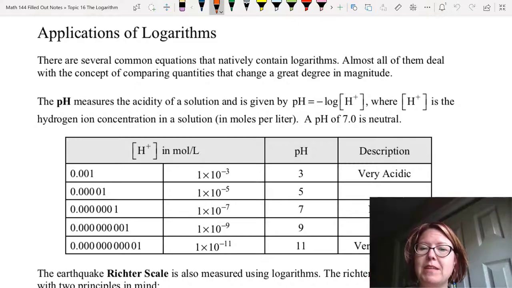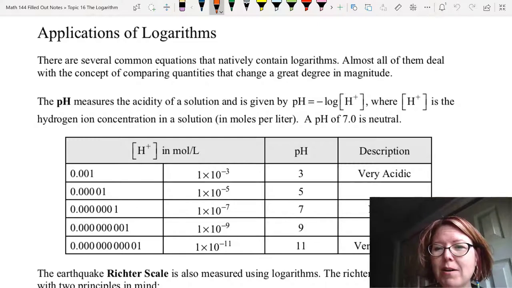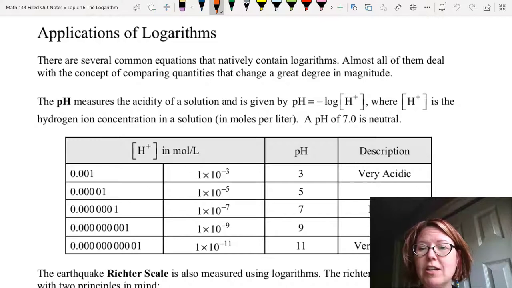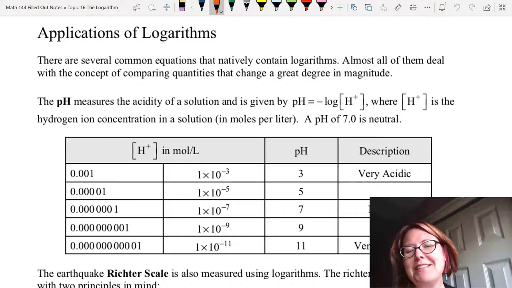pH measures the acidity of a solution and is given by the equation pH equals, and that's lowercase p, capital H, equals negative log, and then a bracket. The reason it's a bracket is because in chemistry, we use brackets to denote concentration. And so it would normally be a parenthesis. A bracket is just a form of parentheses. It's the way this equation is written.